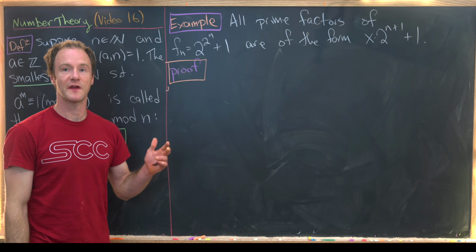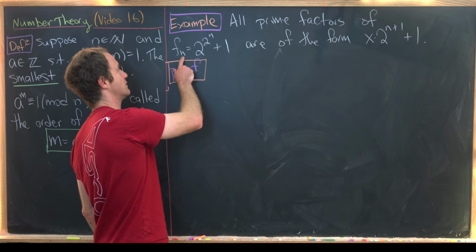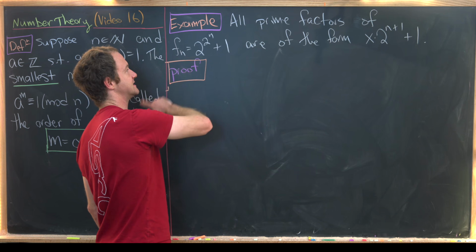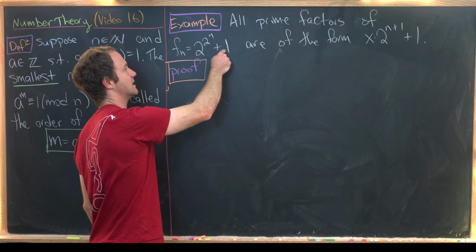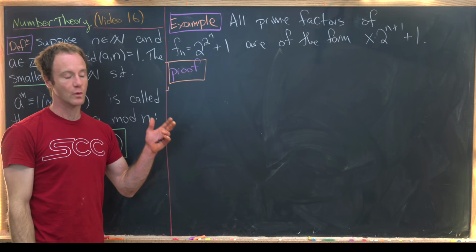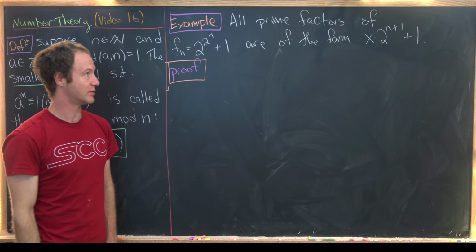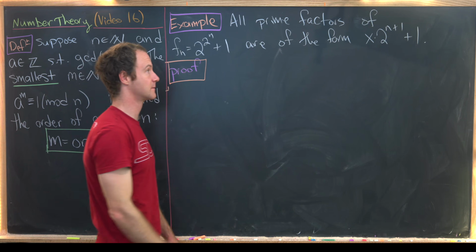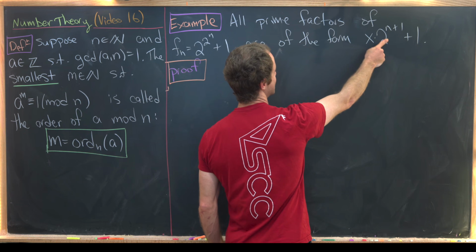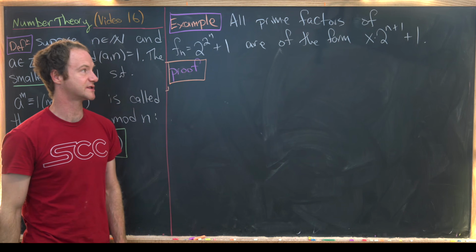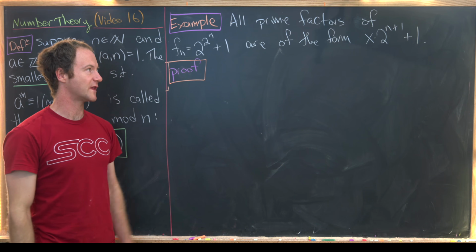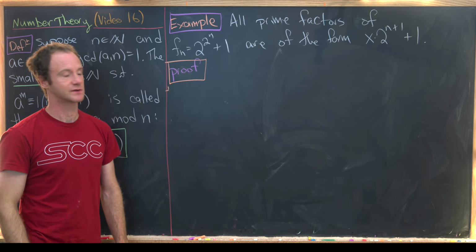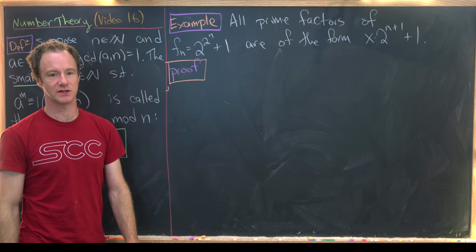So let's recall that the nth Fermat number, which we will denote by f sub n, is the number 2 to the 2 to the n, plus 1. What we will show in this example is that all prime factors of this nth Fermat number are of the form x times 2 to the n plus 1, plus 1, where that x is coming from the natural numbers. Okay, so let's see how this goes.